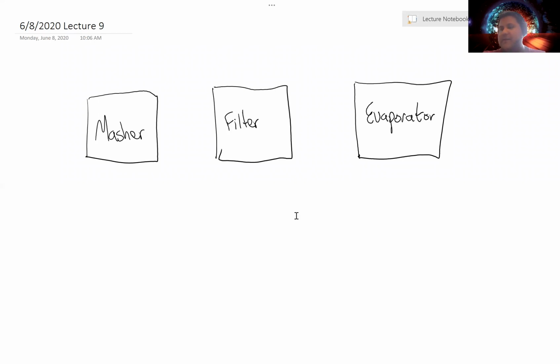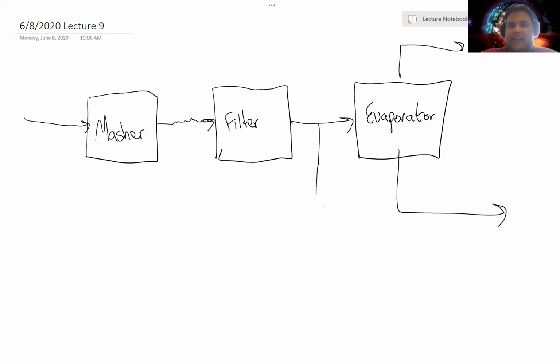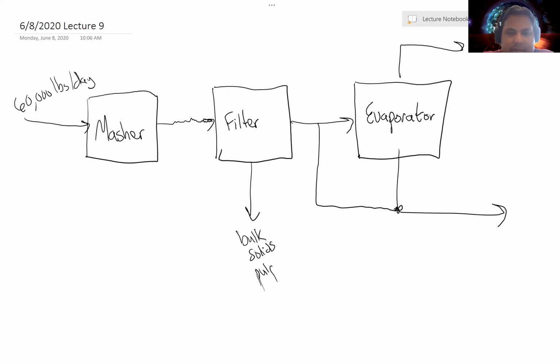All right, so we have our 3 processes, and we have to identify our major inputs and outputs, keeping in mind we also have that bypass. So what did we have coming in? We had 60,000 pounds per day of cranberries. And our masher allows us to separate our undissolved solids from our dissolved solids. So this is our bulk solids. You know, we can call it our pulp, whatever you'd like.